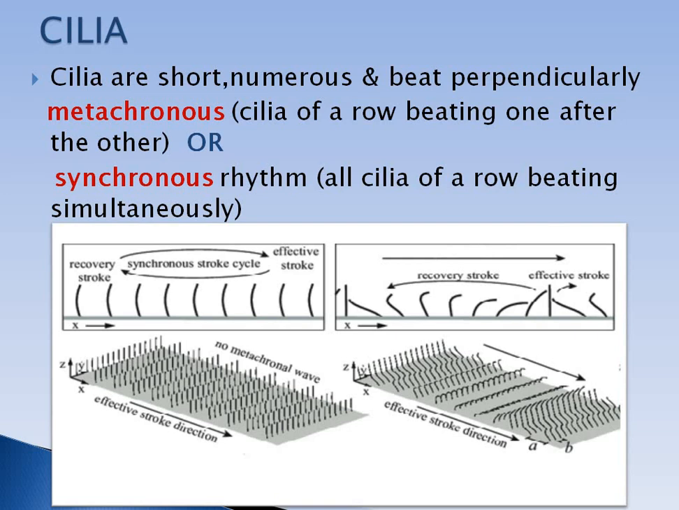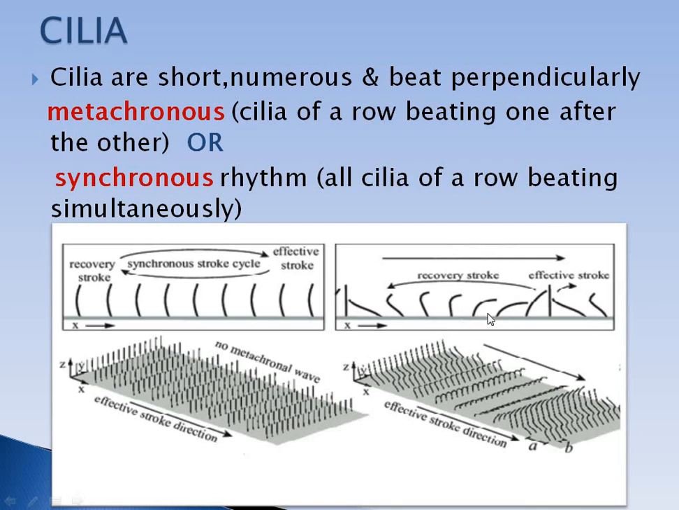Cilia are short and more in number. Usually the whole surface of the cell or organism is covered by cilia, and they beat in a perpendicular manner. The beating of cilia is of two types, metachronous and synchronous. Metachronous is where the cilia of a row beat one after the other, as you can see over here. First of all, one cilium bends, then second, then third, then fourth, then fifth, and so on.